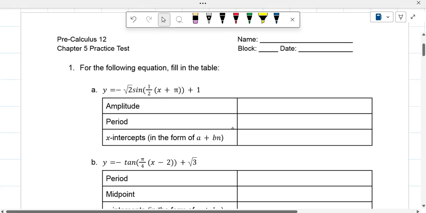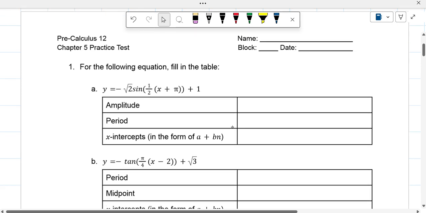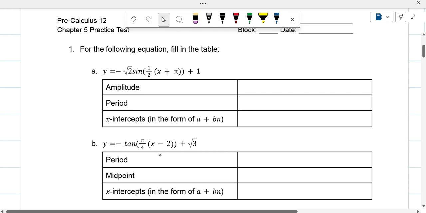Right, so I'll be solving the practice test for chapter 5 for Pre-Calculus 12. I'll try my best to explain in vocal words the thought process of each question. Let's start with the first question.